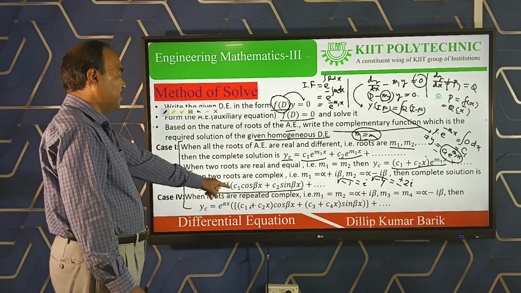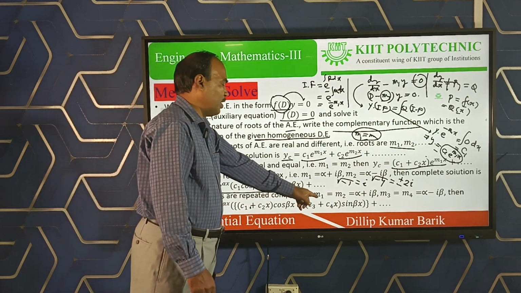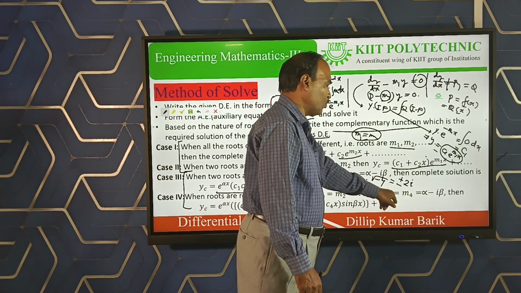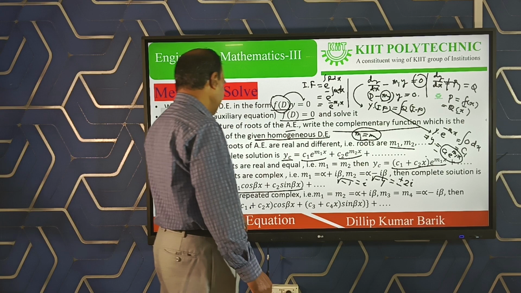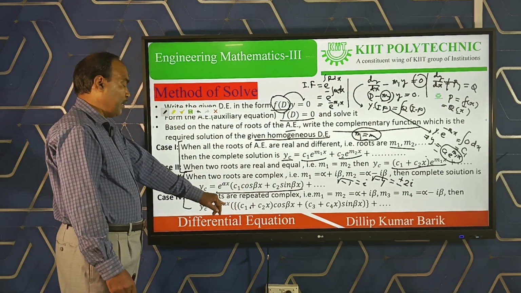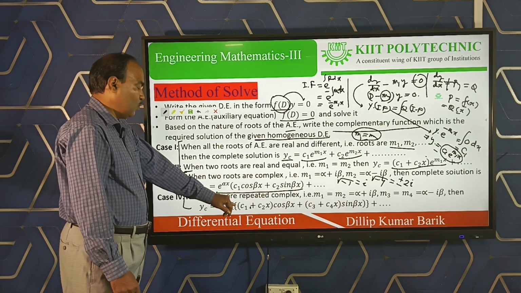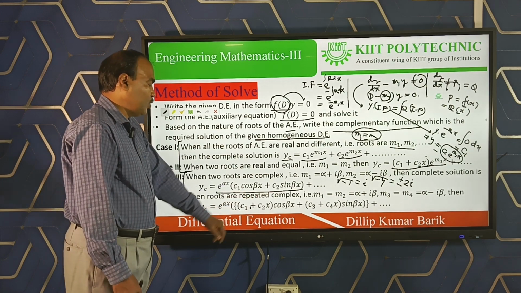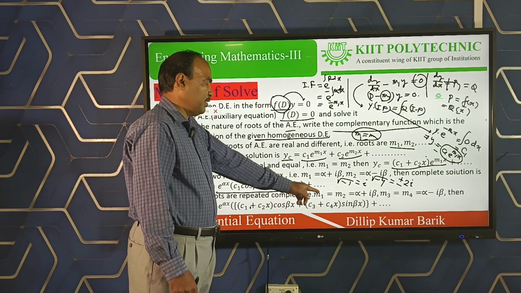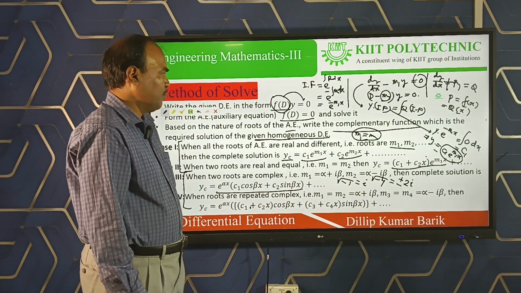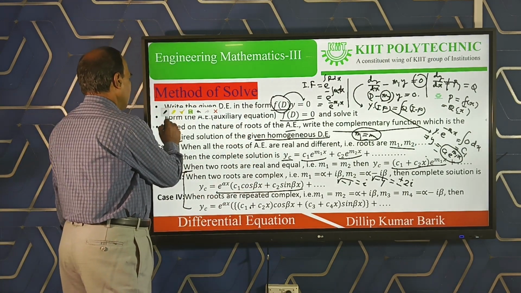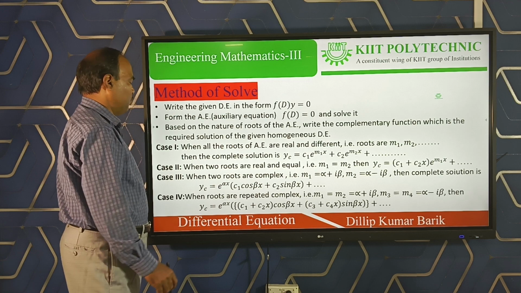Similarly, when the roots are repeated complex, that means m1, m2 are alpha plus i beta, and m3, m4 the other two roots are alpha minus i beta, then the corresponding solution, or complementary function, is e to the power alpha x into (c1 plus c2 x) cos beta x plus (c3 plus c4 x) sin beta x. And let us consider these facts by taking an example.